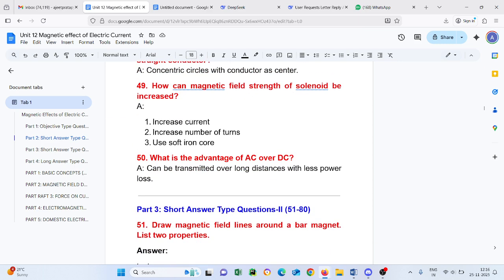Question number 50. What is the advantage of AC over DC? It can be transmitted over long distance with less power loss.